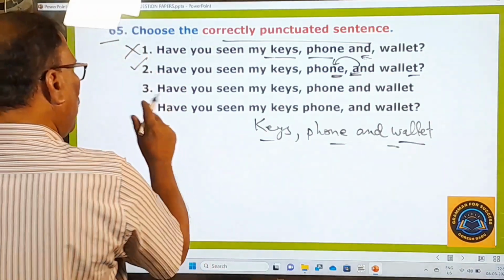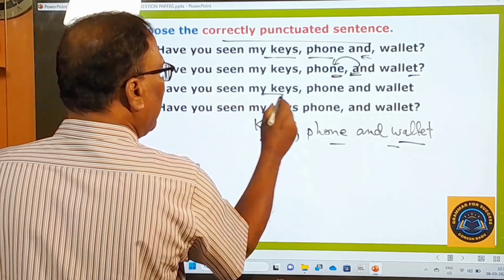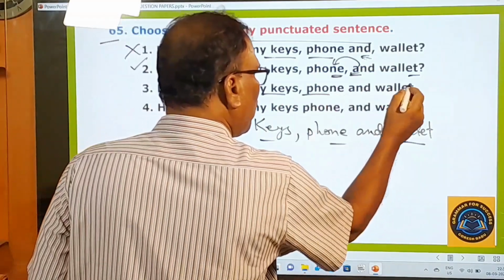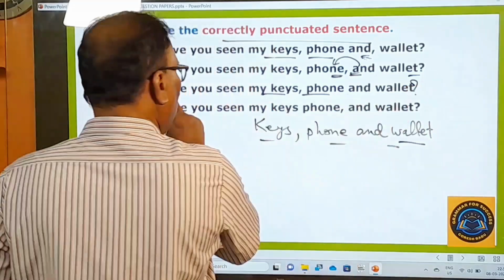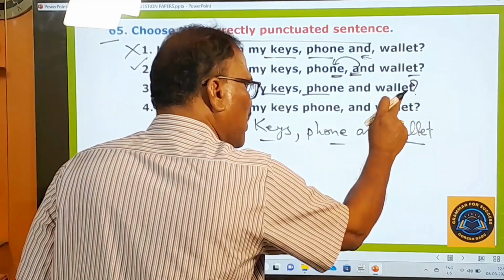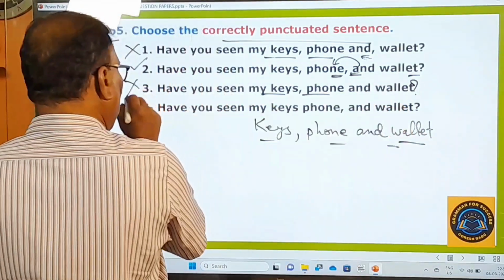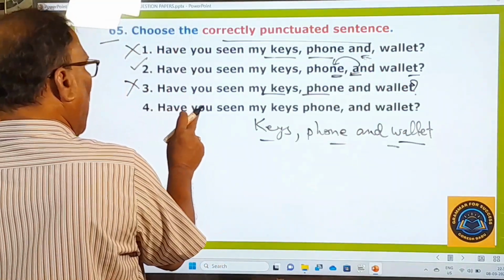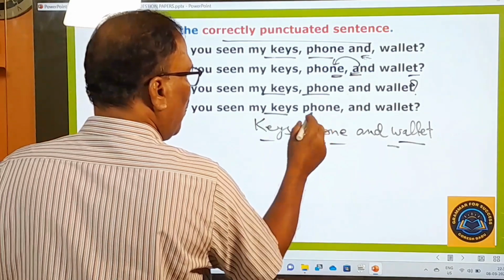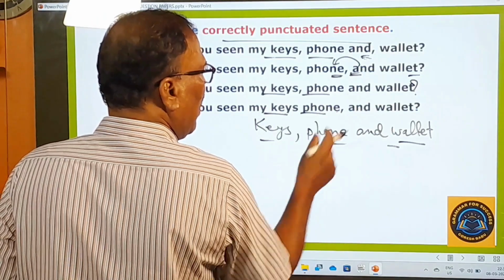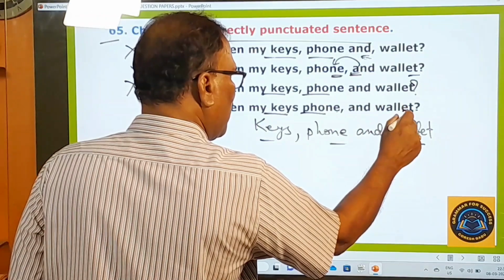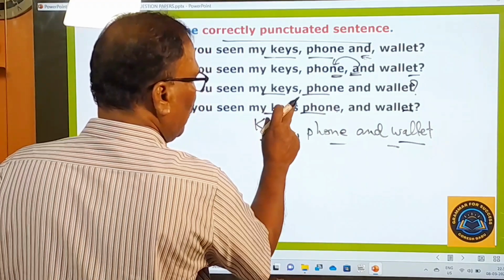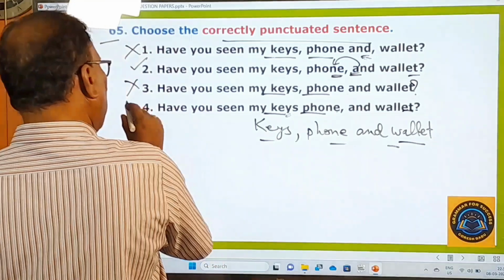And you go to the third one. Have you seen my keys, comma, phone and wallet? This is absolutely correct, but the question mark is missing. It's a question, but the question mark is missing. Since this punctuation mark is missing, this is wrong. And the fourth one, have you seen my keys? No comma. Phone, here only one comma is given, and wallet. This question mark is okay, this comma is okay, but the comma is not given after keys. That's why this is wrong.